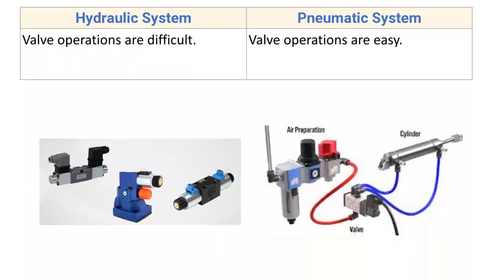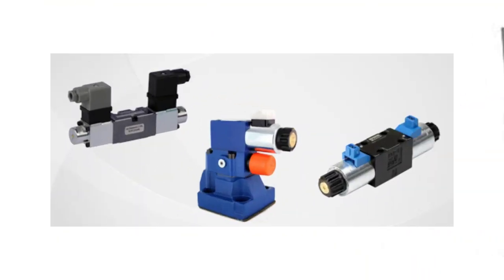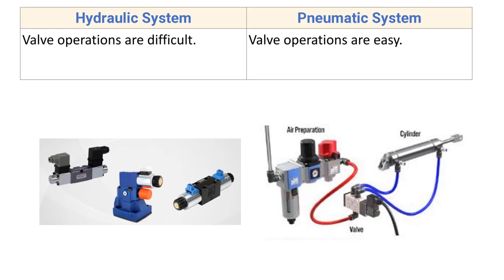Next point, valve operations are difficult. Here you can see the different types of valves which are used in the hydraulic system. As the hydraulic system is used for heavy work, its wall is made up of steel, and the system is overall complex as compared to the pneumatic system, and the valve operations are also difficult. In the pneumatic system, valve operations are easy. As the pneumatic system is used for light work, and most of its components are made up of aluminium, and its circuit is also very simple as compared to the hydraulic system, the valve operations are also easy as compared to the hydraulic system.